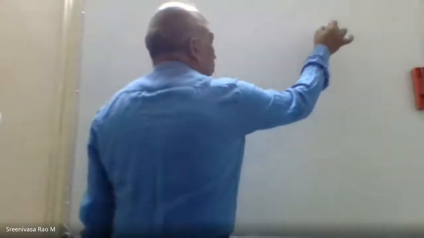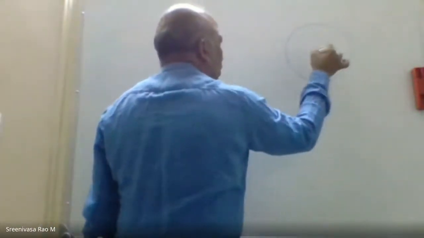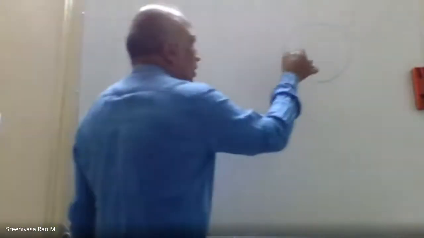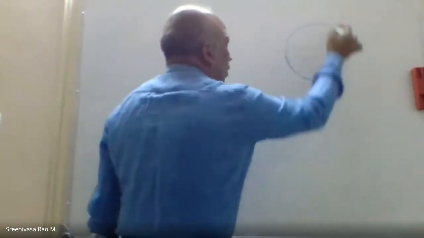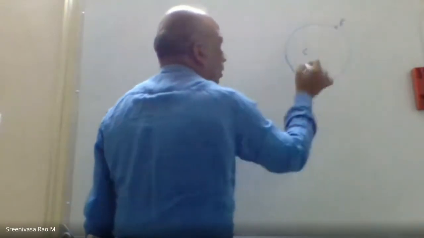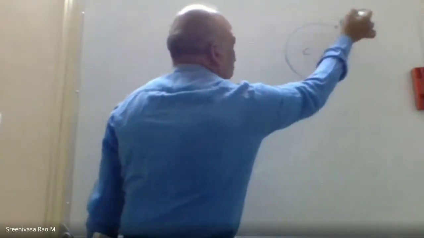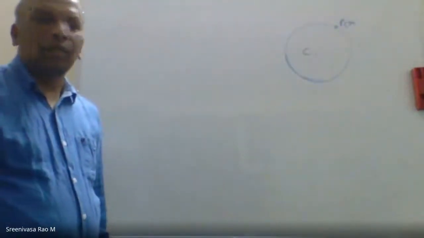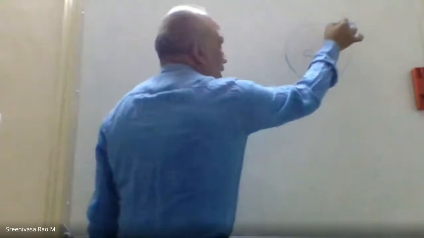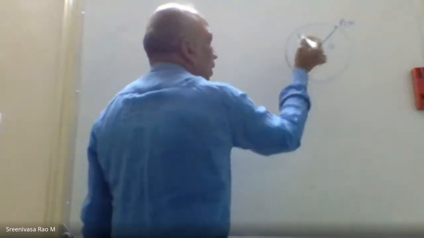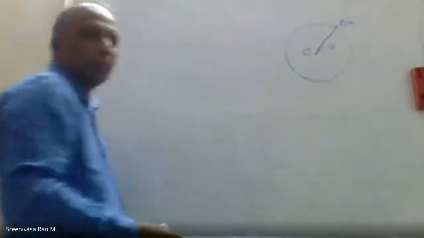Concept of the sphere. Like the circle, consider the center C and take a point P. You can consider a point here. If we take the distance, this radius is A units, and this one I can also consider the radius is A units.